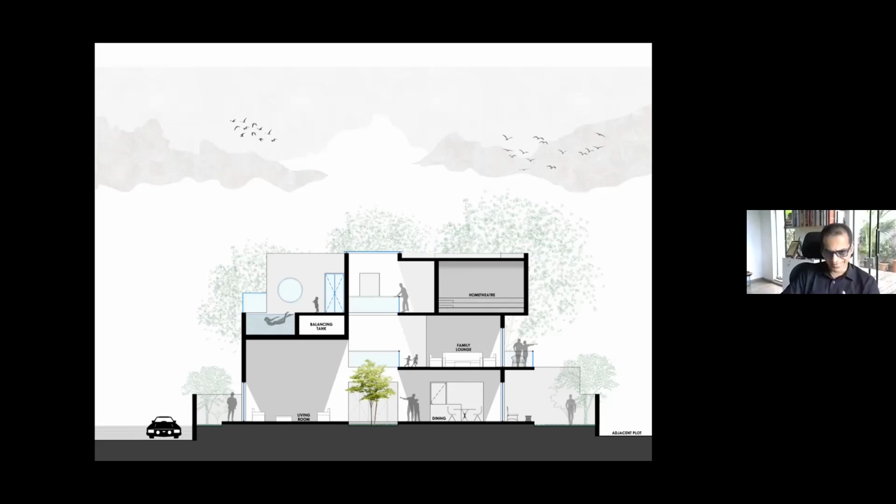So I just see the section where all the spaces are there. There's a living, dining, and one side is family. And this courtyard is not just providing you good light and ventilation, but it also helps you to have proper interaction amongst the spaces. So these are some of the examples which we have done with this courtyard.